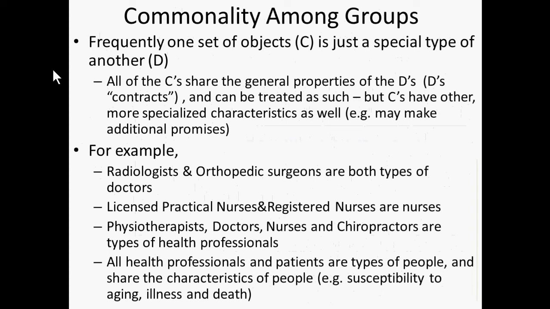But the basic idea is, look, we can group things in the world into categories, and there are kind of hierarchies of categories, sometimes networks of categories. So, for example, radiologists and orthopedic surgeons are both types of doctors, right? Licensed practical nurses and registered nurses are types of nurses. Physiotherapists, doctors, nurses, chiropractors are all types of health professionals. Health professionals are types of people.